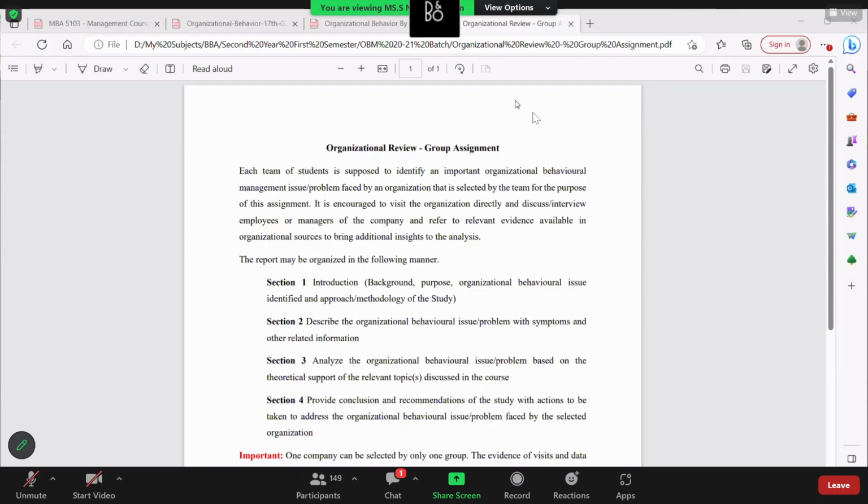MS56. MS56, could you please mute your mic?